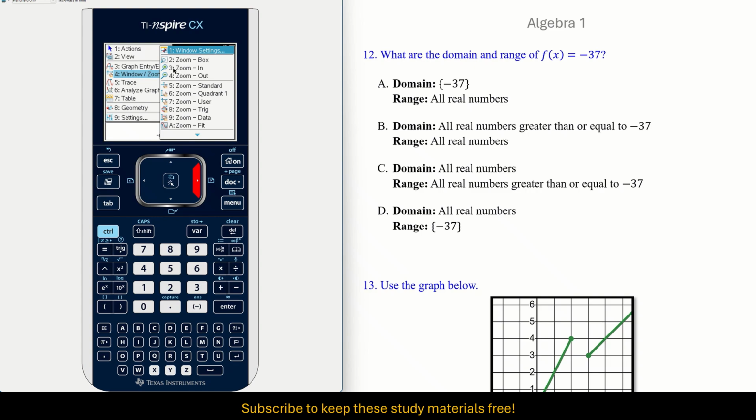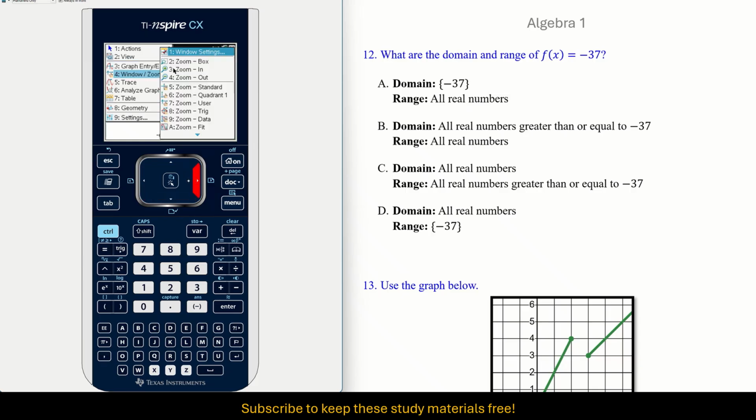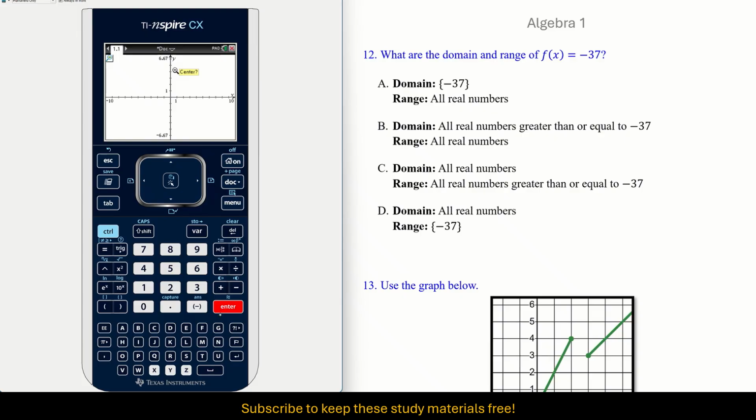That all being said, I want to zoom out. I could try zoom fit, which is A. I'm going to arrow up to get to it. Right here, zoom fit, enter. It's still not helping me. The truth is, I should have just done a good old fashioned zoom out. Just do it manually. Right here, that's number 4. Enter.